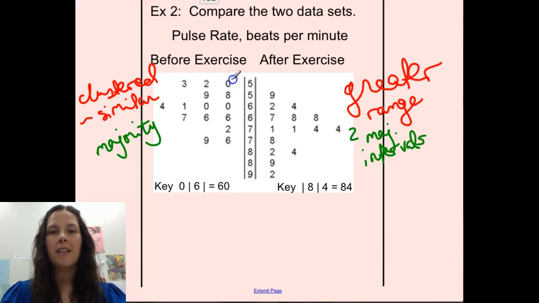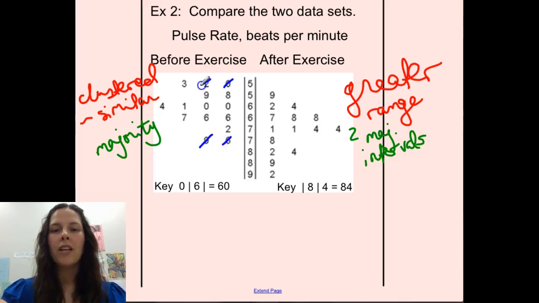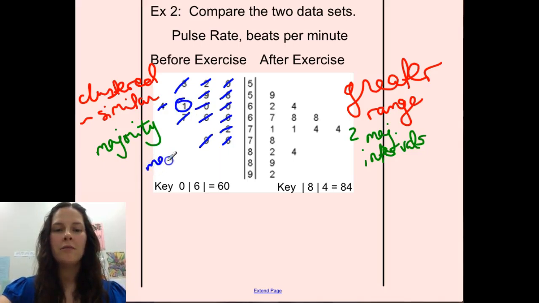To find the median, I went through that pretty quickly on the first page, so I'll show you a way to use the stem and leaf plot precisely to find the median. You start by crossing off the lowest data value and the highest data value one at a time until you get to the center of the data set. Make sure when you do the highest data value, you start at the end of the row of leaves, and to cross off the lowest data value, you start at the beginning of the row of leaves. For before exercise, we had a median of 61.